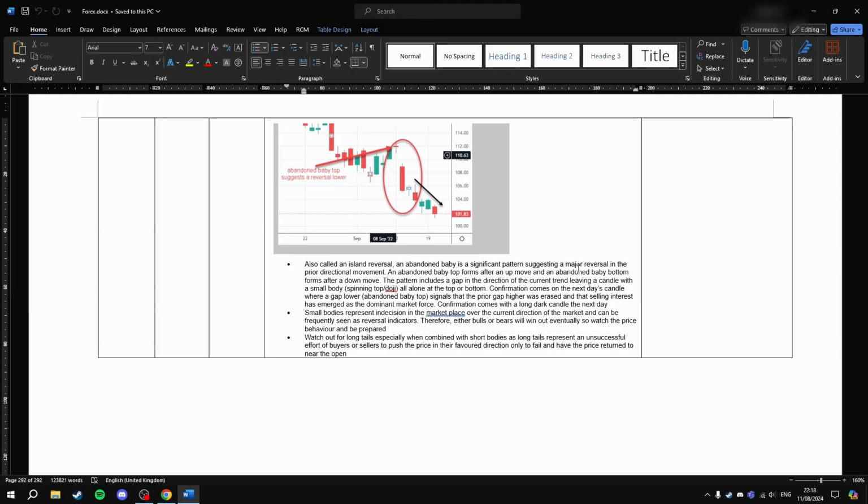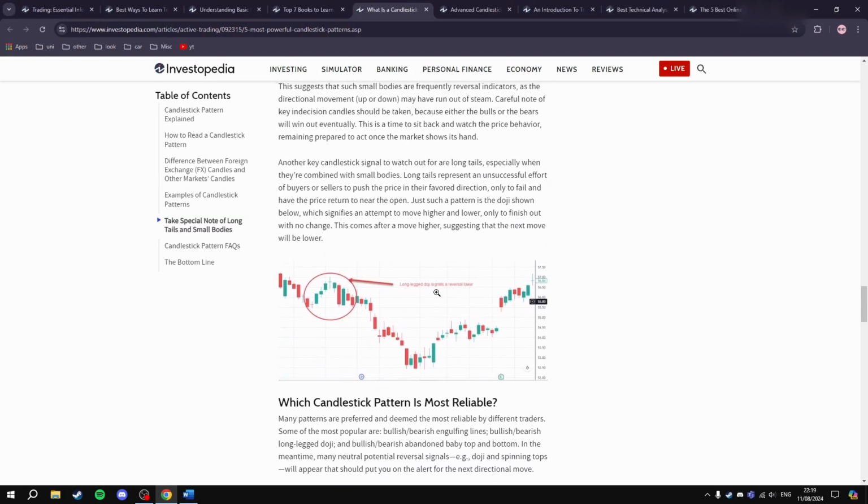So small bodies represent indecision in the marketplace over the current direction of the market and can frequently be seen as reversal indicators. Therefore, either bulls or bears will win out eventually, so watch the price behavior and be prepared. Also watch out for long tails, especially when combined with short bodies, as long tails represent an unsuccessful effort of buyers or sellers to push the price in their favoured direction, only to fail and have the price returned to near the open. So that's what we got for the last time.